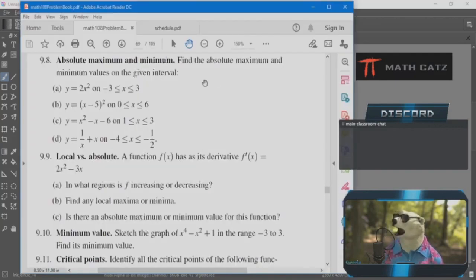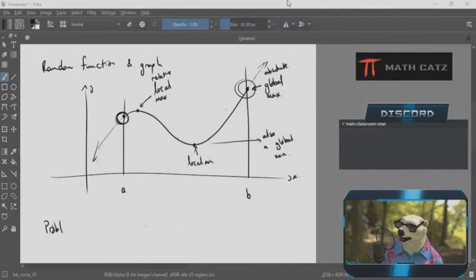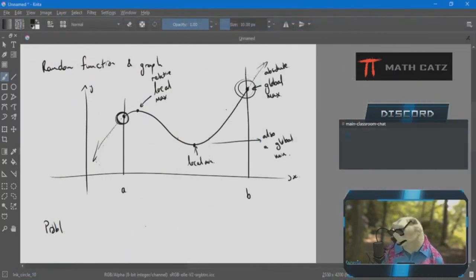So I'm going to look at finding for a function. They give me the interval. Let's just look at maybe C. Why not? Find the absolute maximum and minimum values on the given interval. So whether the interval is given to me or it comes out of a practical problem, I have to then work with that interval.